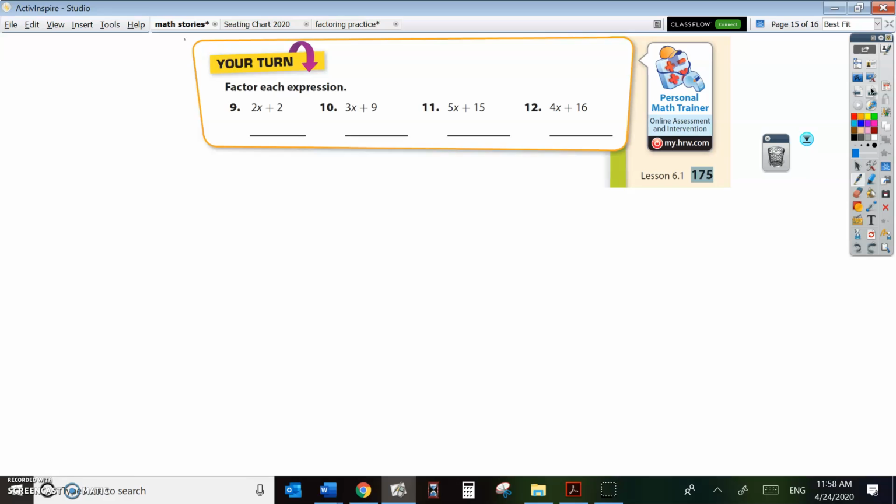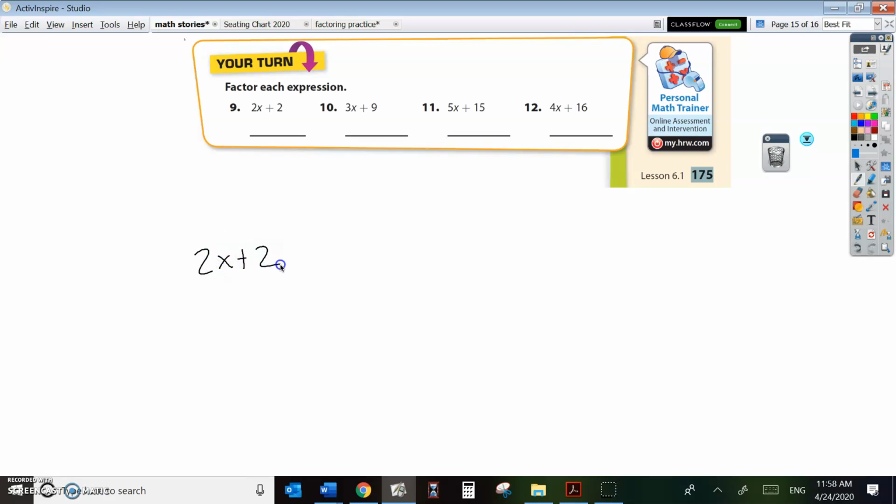Okay, so these are problems from the book. And you have to factor them. The problems that I showed you are a lot more difficult than these problems. So you'll have to do each of these problems and I'll show you the correct solution. Pause for number 9.